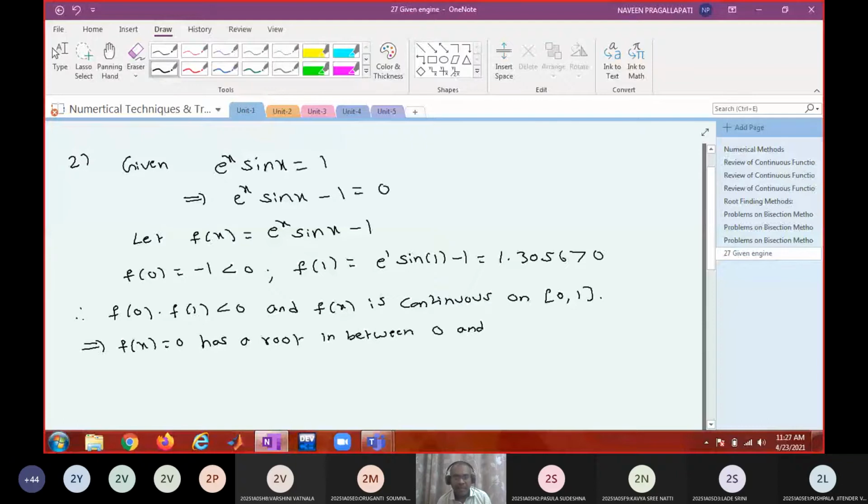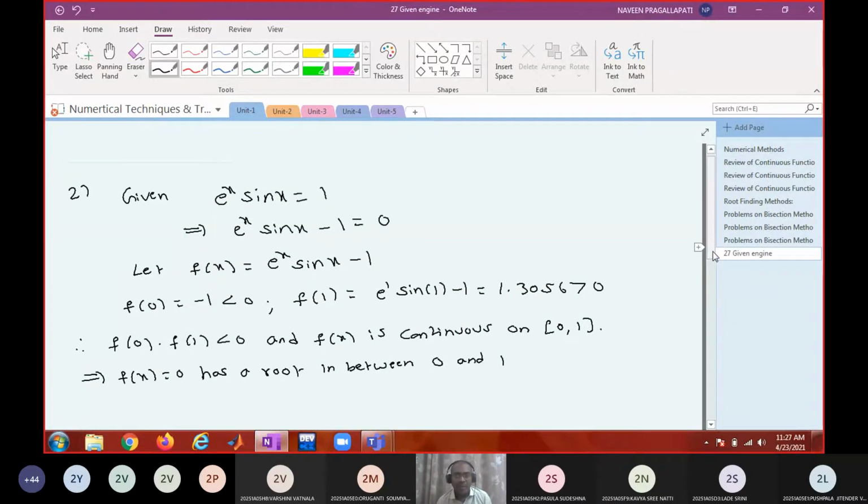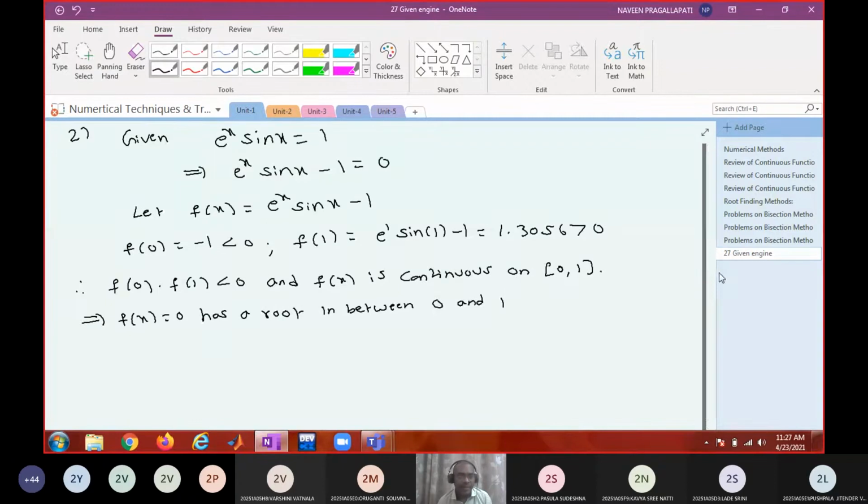Okay, so the previous one is an algebraic equation, this is a transcendental equation. You are asked to find an approximate root corrected to 3 decimals. Keep that in mind. So apply the bisection method by choosing a1 equal to 0 and b1 equal to 1.